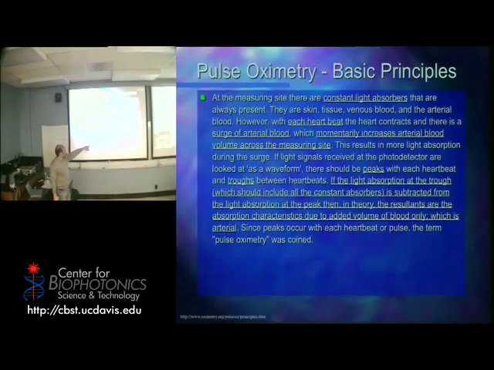So the peaks occur with each heartbeat, which is why it's called pulse oximetry. And now you start to get a sense of why it's so important to measure the pulse. If the unit can't see that difference, then it can't get a reading, because it doesn't know if it's measuring the peak in your arterial blood oxygenation.